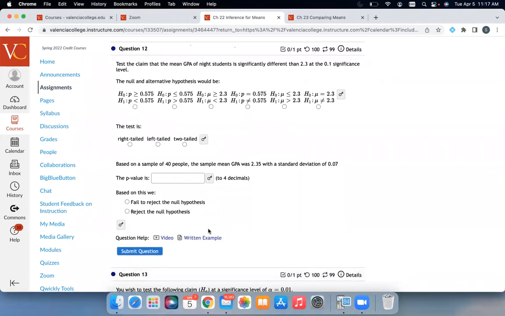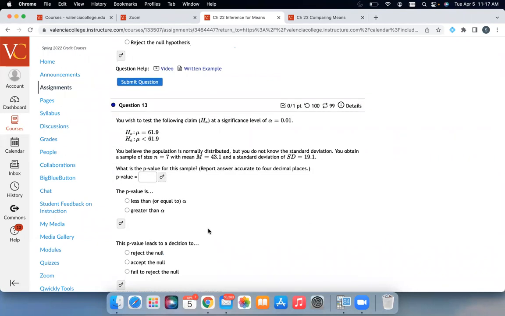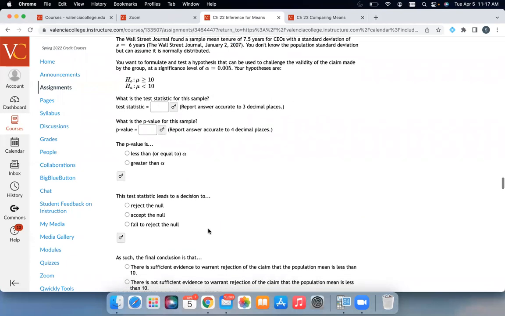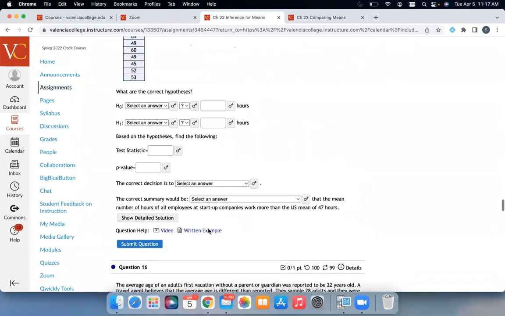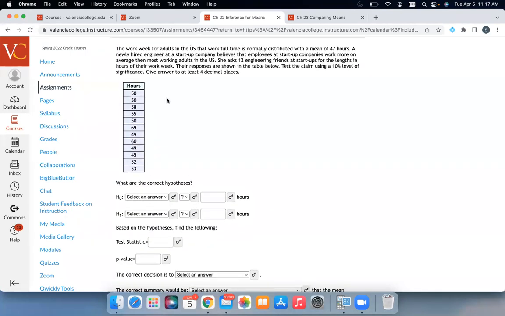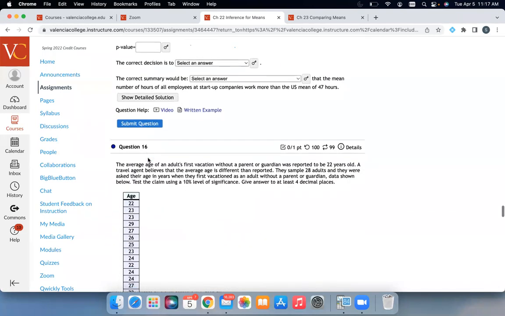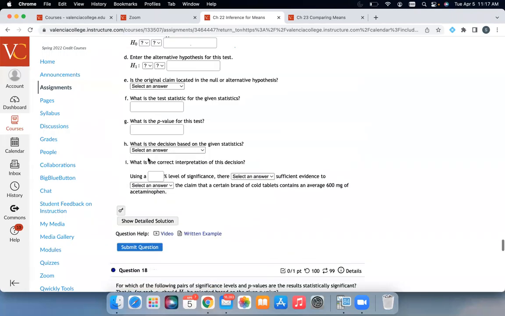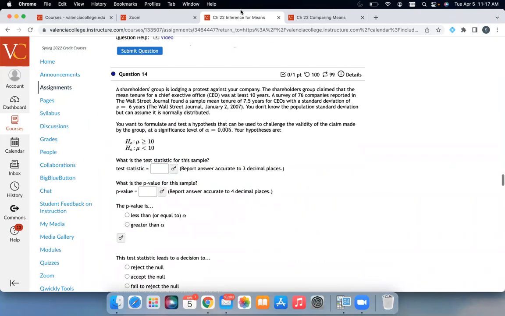Okay, that one has a written example, so I don't want to go through the whole thing. Video, and so forth. Again, with this one, we could type all the data into L1 and let the calculator do all the work for us. And again, a lot of these have written examples. Okay, let me move on.